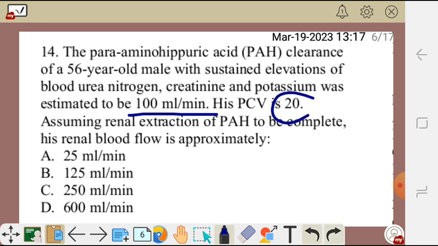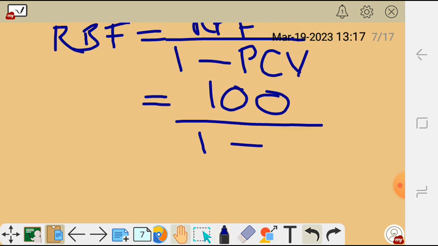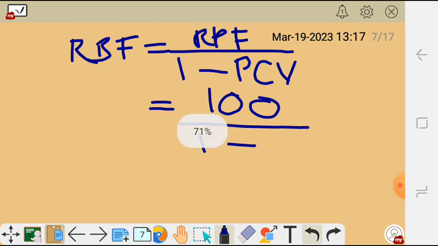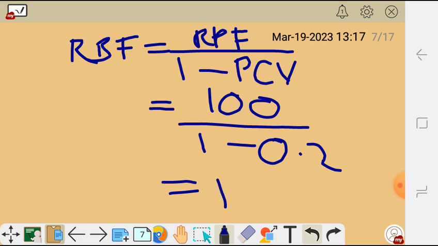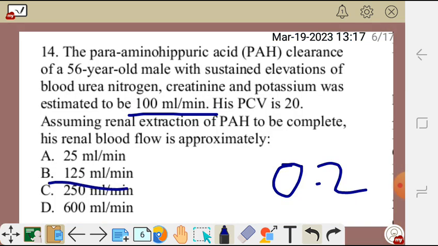So this is in percentage, it is 20%. If you convert it to a decimal number, it will be 0.2. So we're going to use 0.2 down here. Okay, so here we are going to use 0.2. If you put this on your calculator, what you should find is 125 mL per minute. So the correct answer here is B.